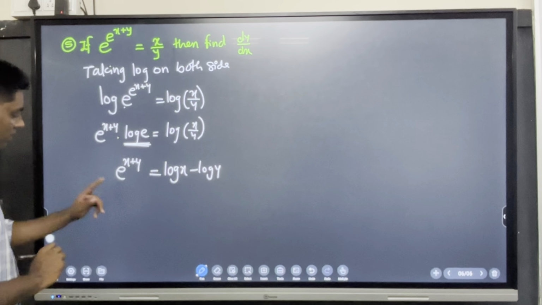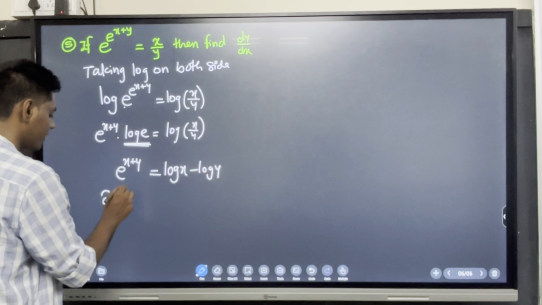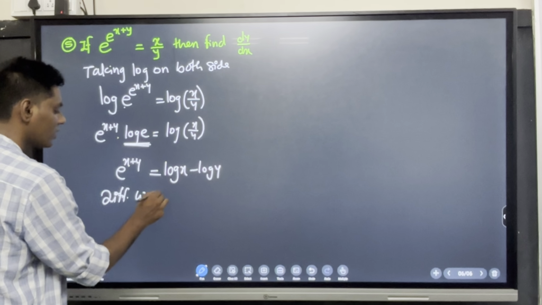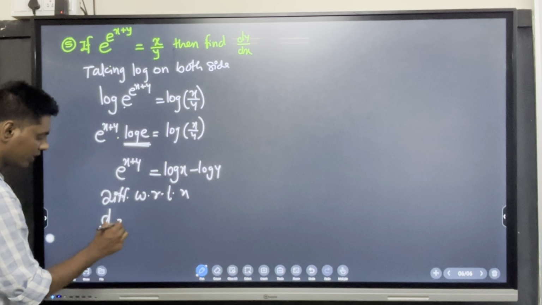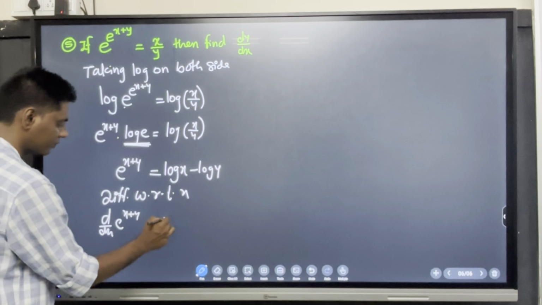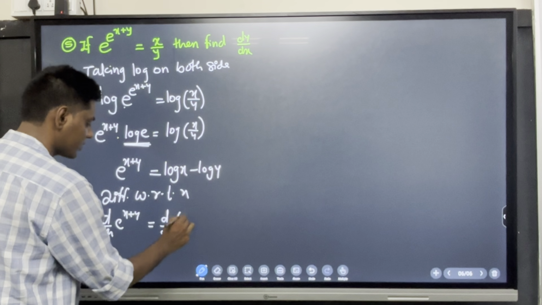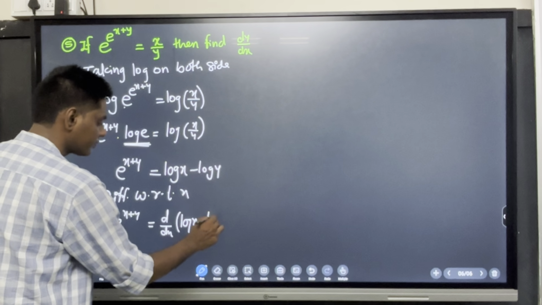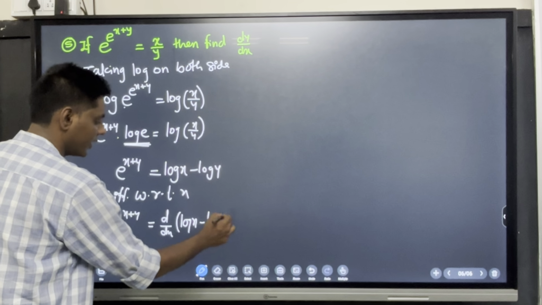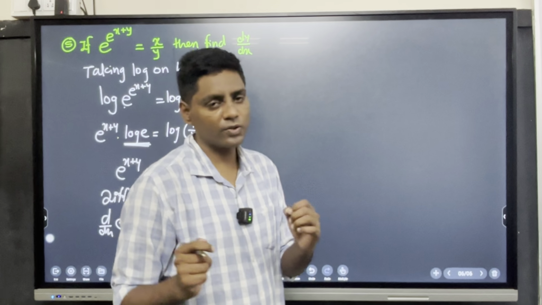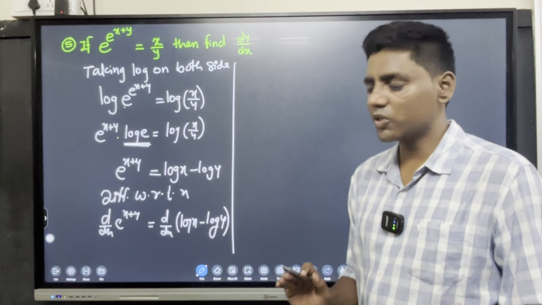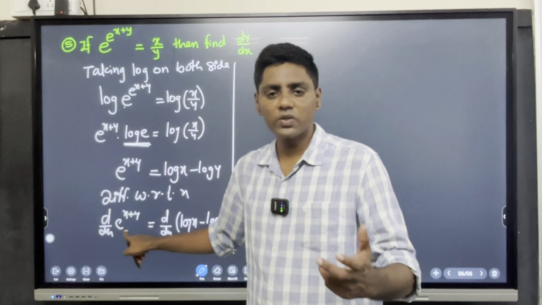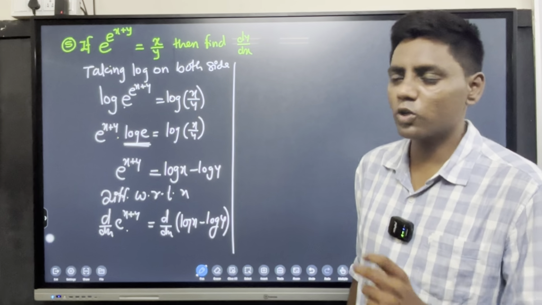Simple. Take the derivative. So differentiate with respect to x. So take the derivative of this equation, x plus y, and the derivative of this, that is log x minus log of y. First apply d by dx on both sides. Then by using the simple formulas of derivative we solve. So tell me, what is the derivative of e raised to x? Anyone? What is the derivative of e raised to x?